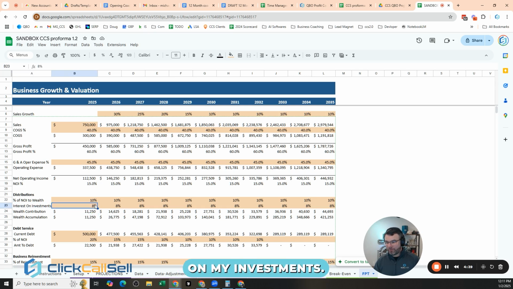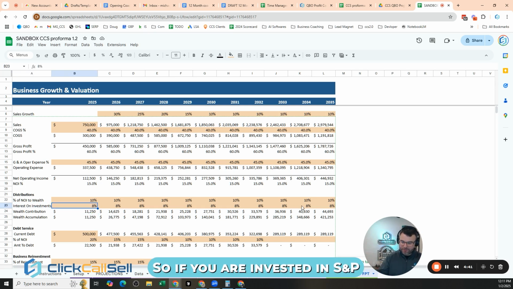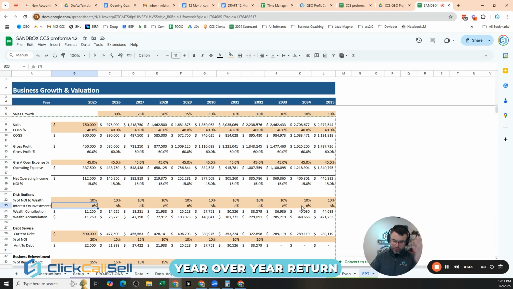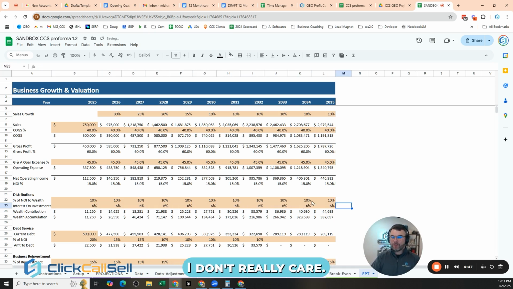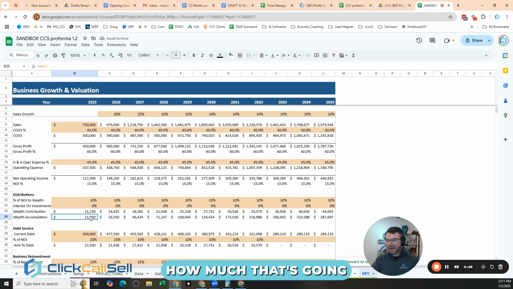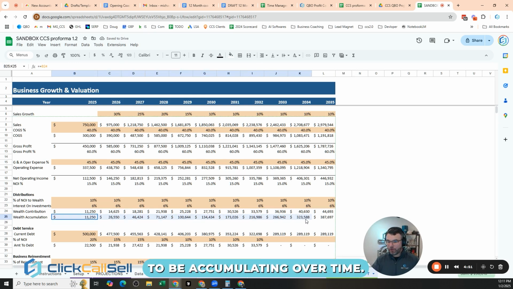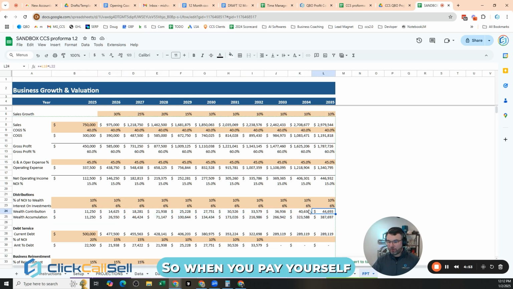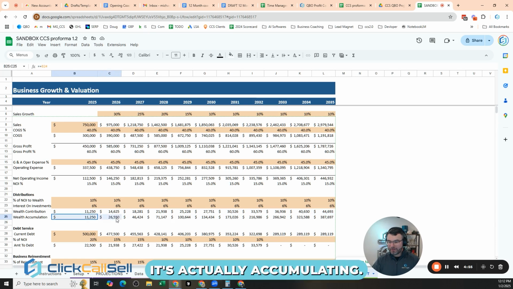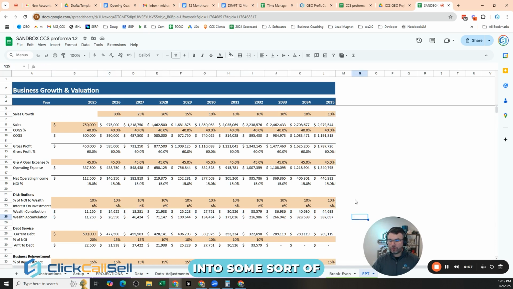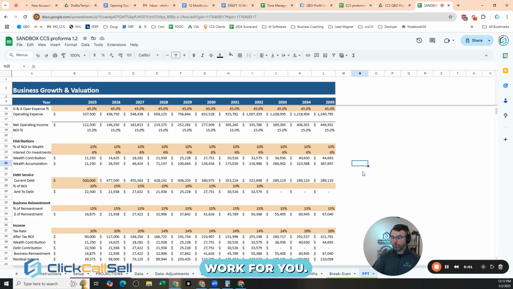Now, interest on my investments. So if you were investing in S&P or whatever, year over year return historically is 8%. If you want to be conservative, make it 6. It doesn't matter to me. That's going to just tell you basically how much that's going to be accumulating over time. So when you pay yourself this percentage year over year, it's actually accumulating if you're holding it into some sort of account where you're having your money work for you. So that's a pretty cool way to look at it.